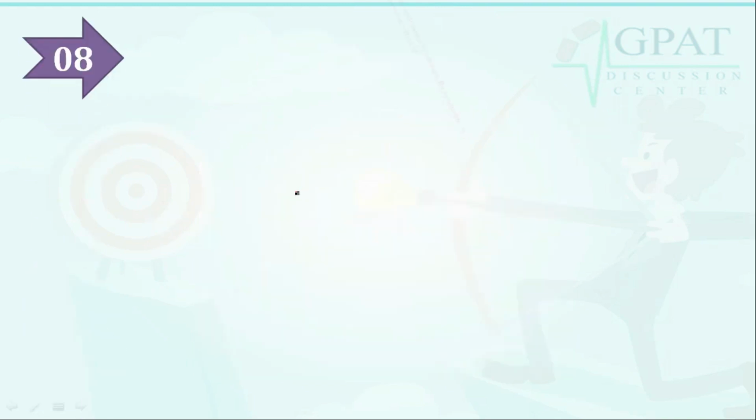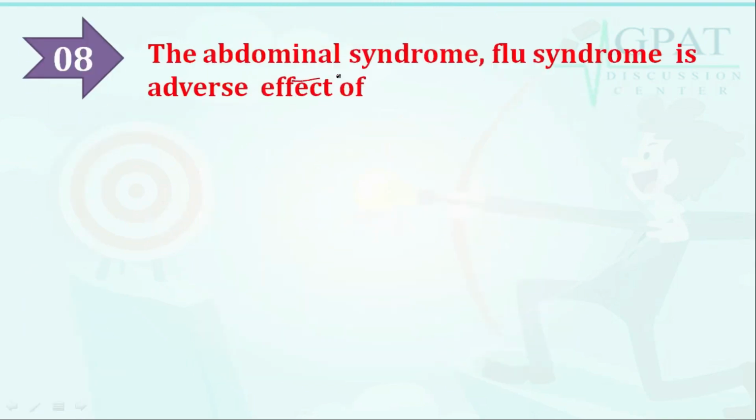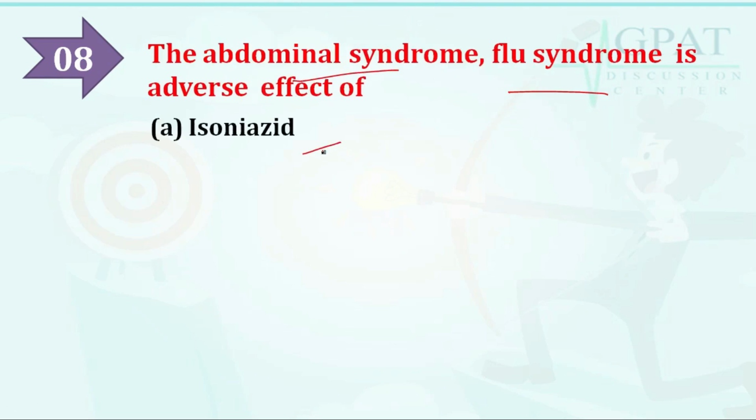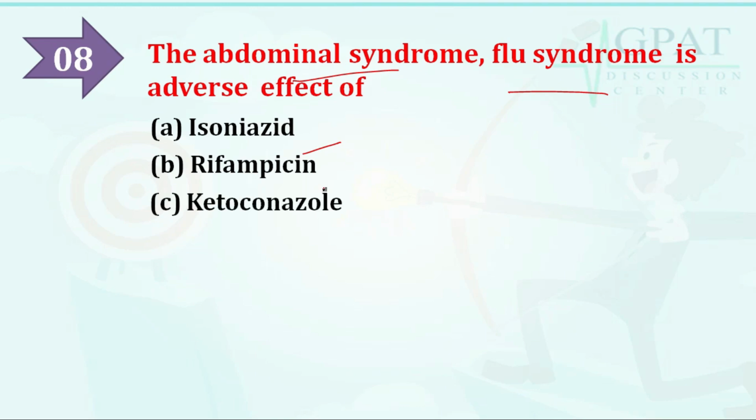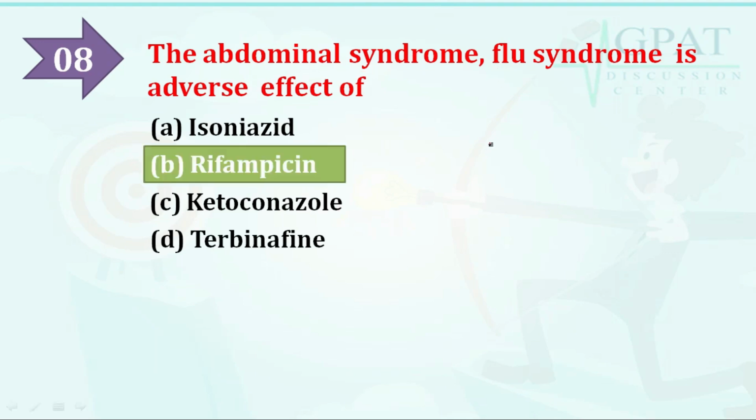So now the next question is, the abdominal syndrome, flu syndrome is an adverse effect of, and the options are: option A isoniazid, option B rifampicin, option C ketoconazole, or option D terbinafine. So which of the drugs is having the abdominal syndrome and flu syndrome? The correct answer is rifampicin. Rifampicin has the abdominal syndrome and flu syndrome.